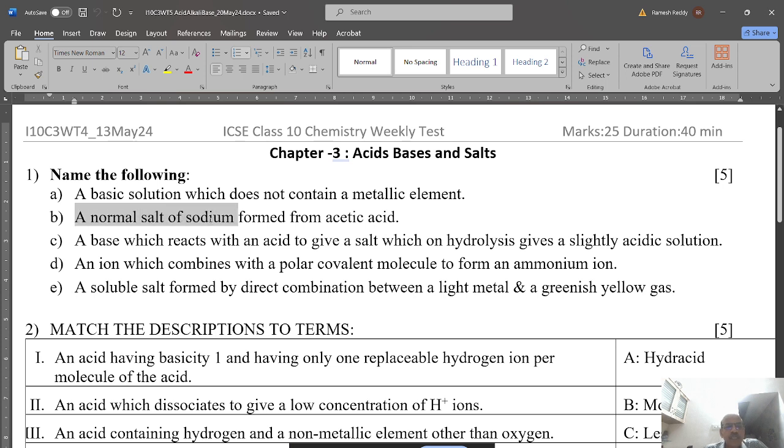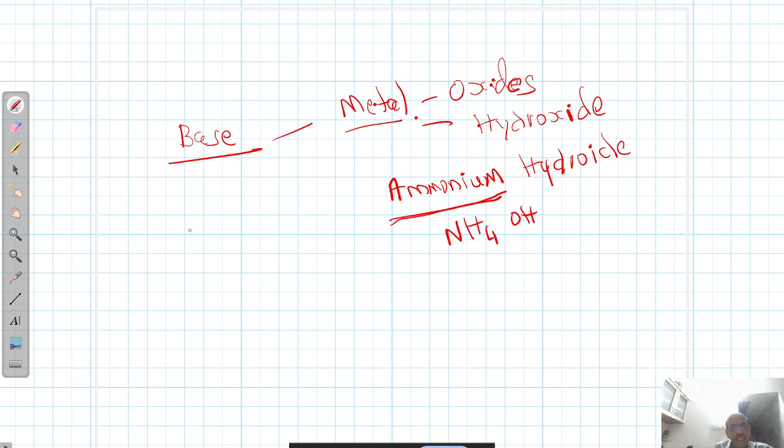A normal salt of sodium formed from acetic acid. This is very easy. This is a salt formed by acetic acid. So acetic acid plus sodium hydroxide, acid plus base gives the salt, right? Acid plus base will give you salt and water. This is our well-known universal equation.